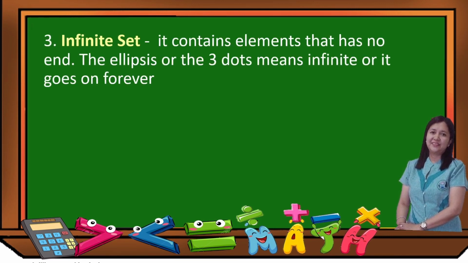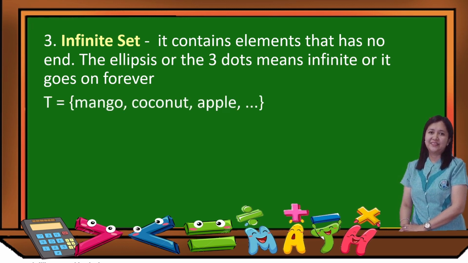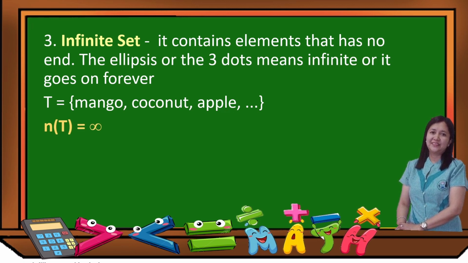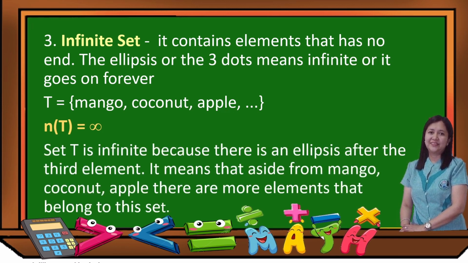How about infinite set? It contains elements that has no end. The ellipses or the 3 dots means infinite or it goes on forever. Mango, coconut, apple, and so on. So the cardinality of set T is infinity. That is for infinite set. Set T is infinite because there is an ellipsis after the third element. It means that aside from mango, coconut, apple, there are more elements that belong to the set.